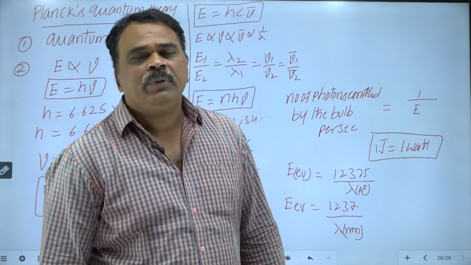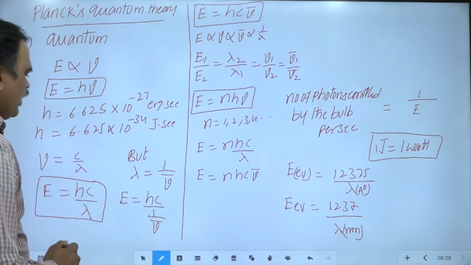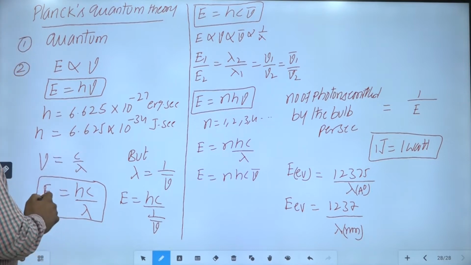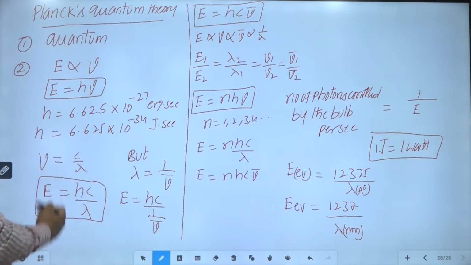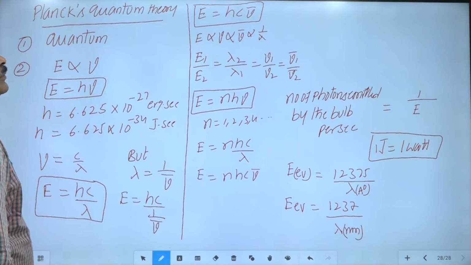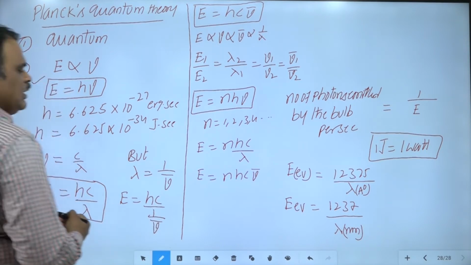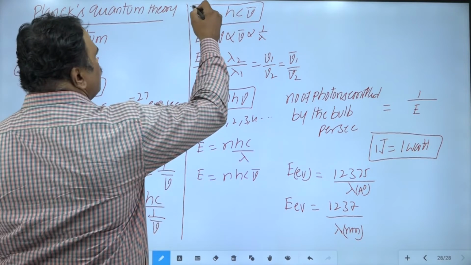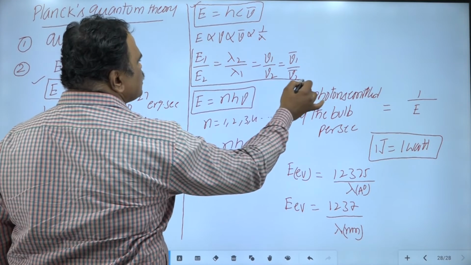E is directly proportional to nu. E is equal to h nu. This is one of the formulas. E is equal to hc by lambda, because frequency nu is nothing but c by lambda. But we know that lambda is equal to 1 by nu bar. So these are formula number 1. Next one. All these are important formulas based on Planck's quantum theory.